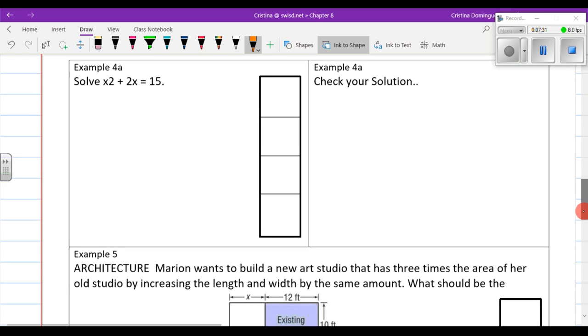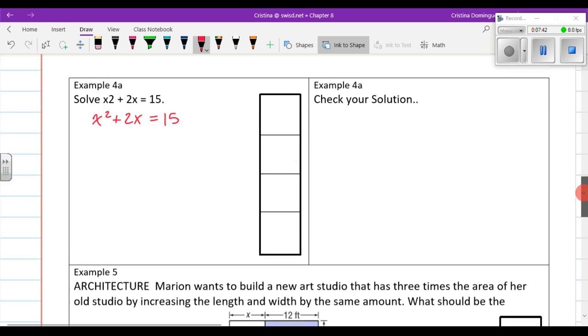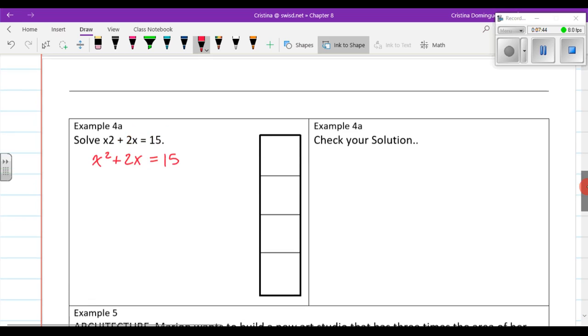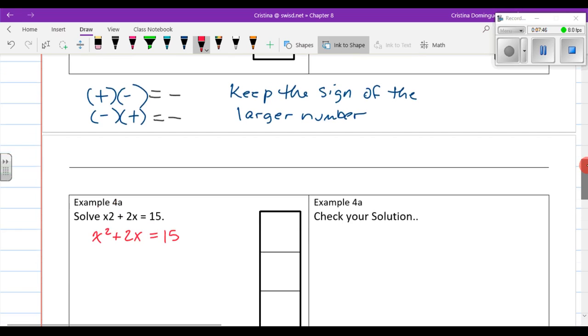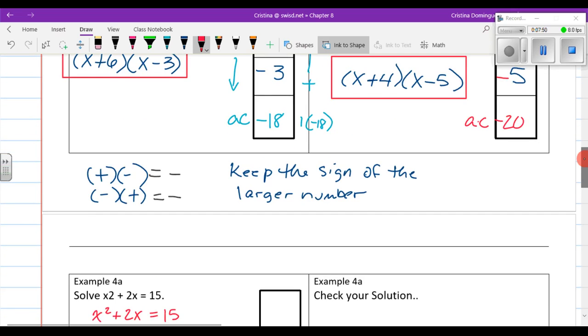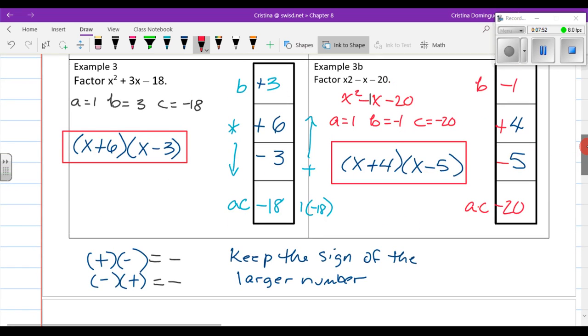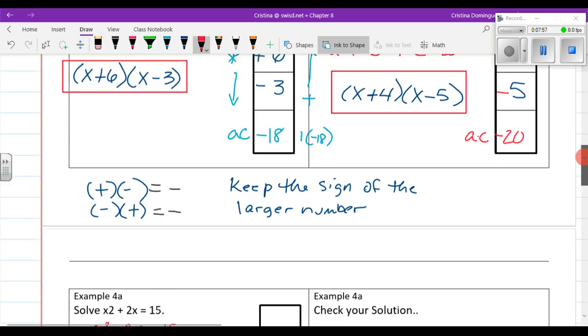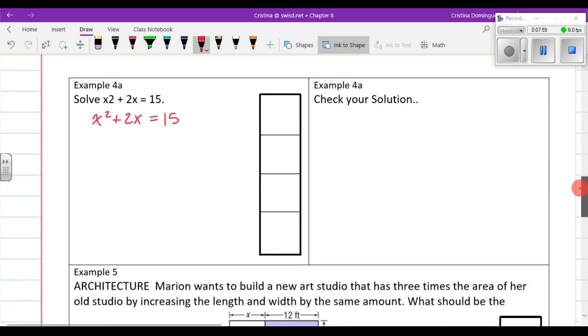Again, a little bit of a typo. We'll rewrite it. This is actually x squared plus 2x equals 15. Now notice, let's go back and look at all the other problems. What's different and unique about this problem? Okay. We didn't have an equal sign, right? So this is kind of combining a little bit of what we had before.